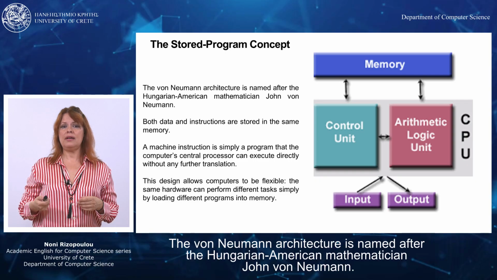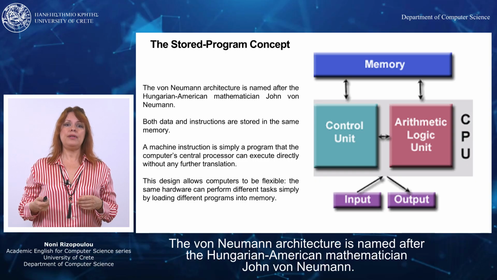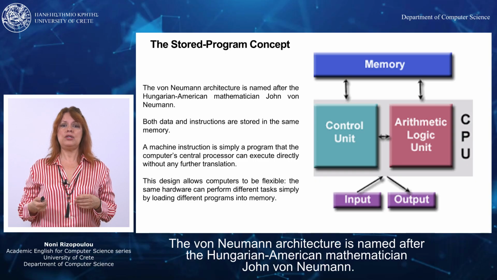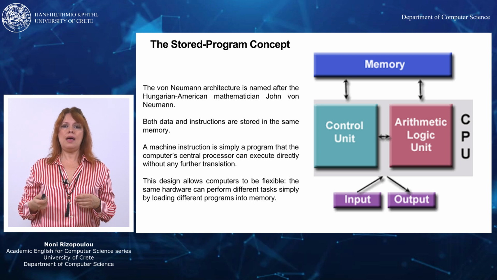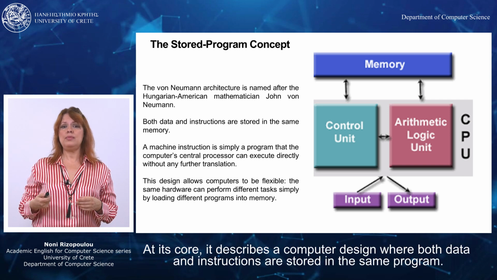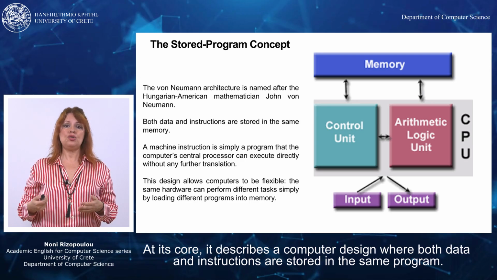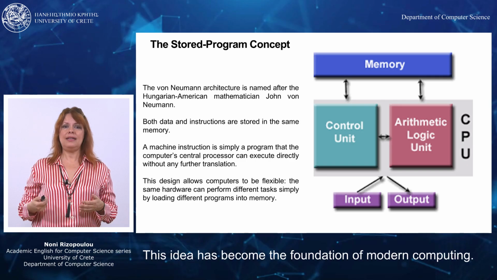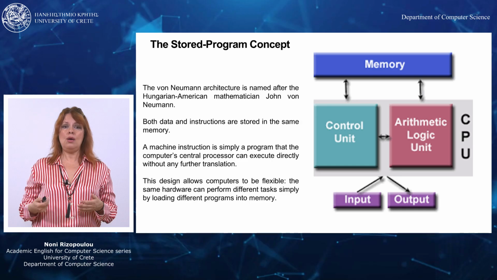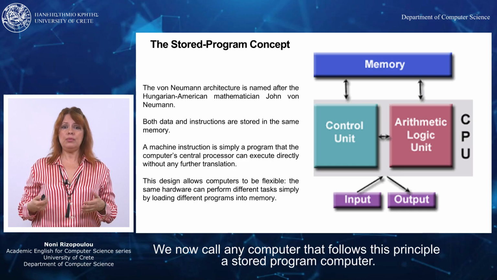The von Neumann architecture is named after the Hungarian-American mathematician John von Neumann. At its core, it describes a computer design where both data and instructions are stored in the same memory. This idea has become the foundation of modern computing. We now call any computer that follows this principle a stored program computer.